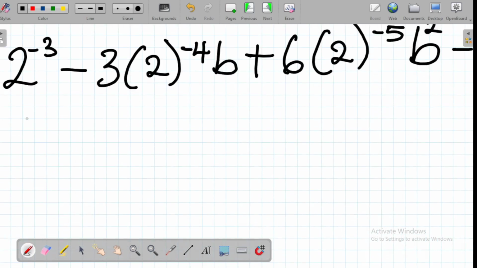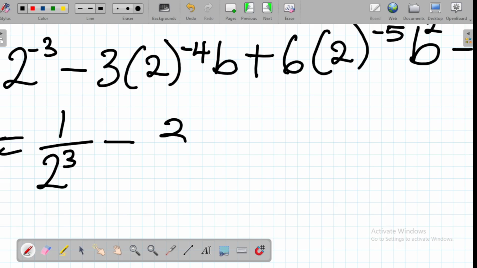All right, so 2 raised to power negative 3 is the same thing as 1 all over 2 raised to power 3. Minus 3 multiplied by 2 raised to power negative 4 multiplied by b can be written as 3b all over 2 raised to power 4. In case you don't understand this, kindly watch my video on indices. I'll leave the link in the description below.